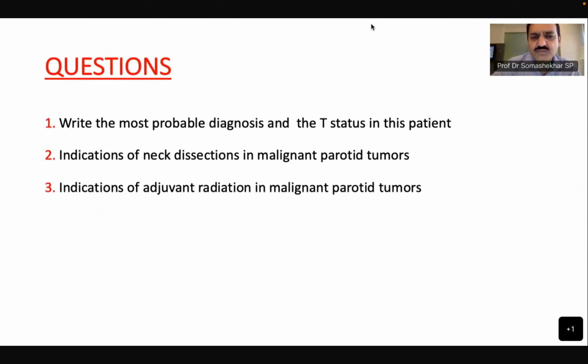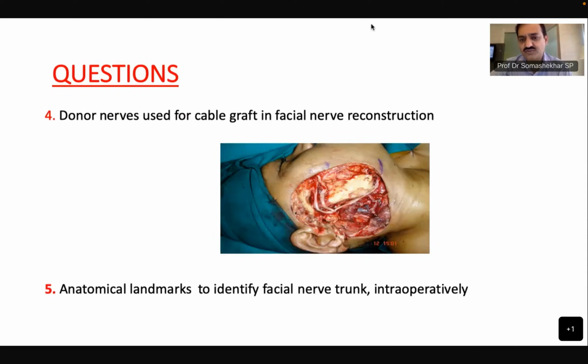Now, what is the most probable diagnosis and T status of this patient? What are the indications of neck dissection in malignant parotid tumor? And what is the indication of urgent radiation in malignant tumor? Next question. You can see that here, radical parotidectomy.